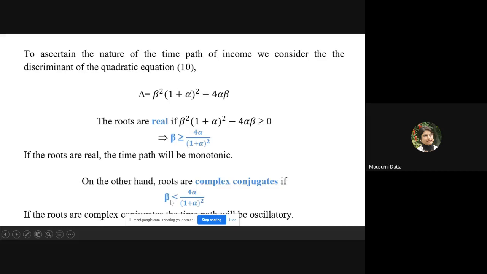However, if beta is less than 4 alpha by (1 plus alpha) whole square, in that case, the roots will be complex conjugates and the time path will be oscillatory. So remember that when the roots are real, the time path will be monotonic. When the roots are complex conjugates, the time path will be oscillatory.